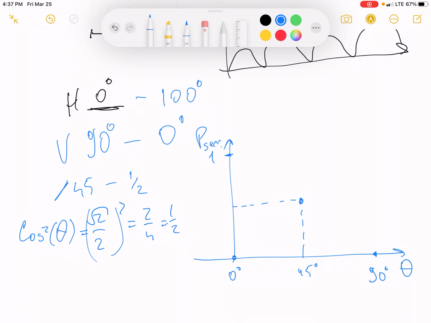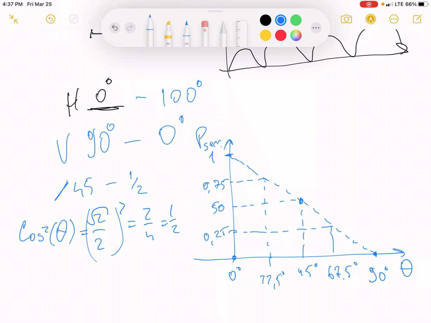But now we would assume, as our mind sometimes does, that there's a linear dependence. If we didn't know about the cosine squared law, we tend to think about probability as linearly decreasing, as for usual things where there's a linear law between them. And for example, for an angle of 22.5 degrees, we would expect 75% probability, and for an angle of 67.5 degrees, we would expect 25% probability.